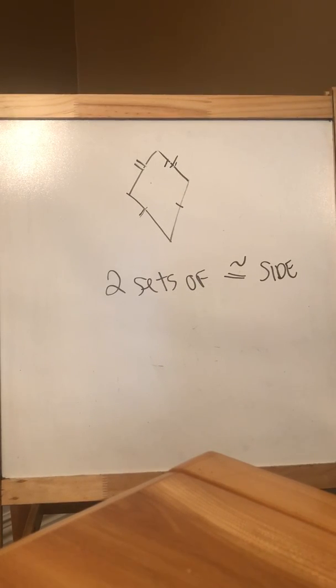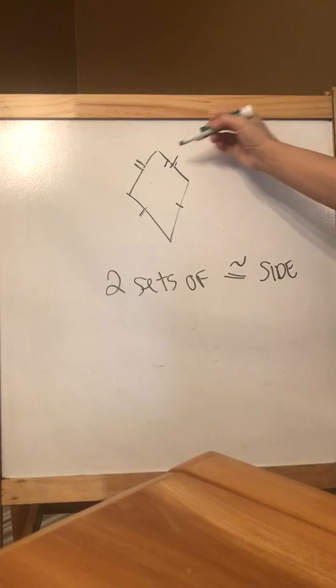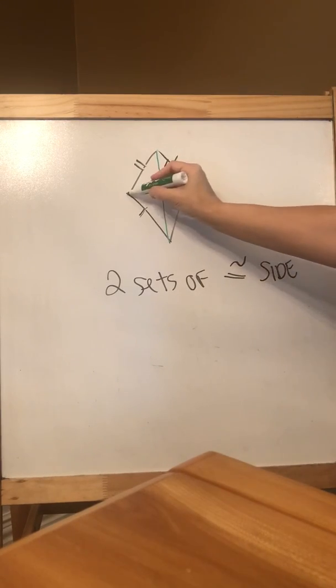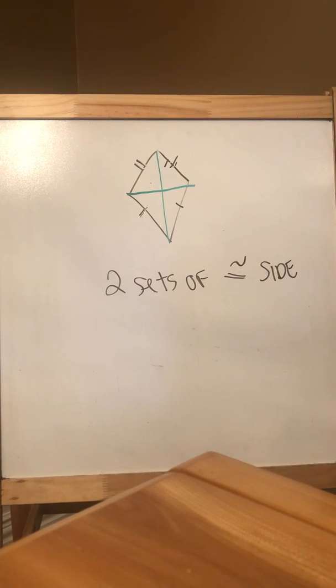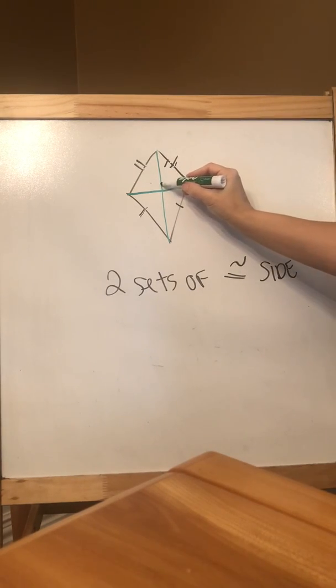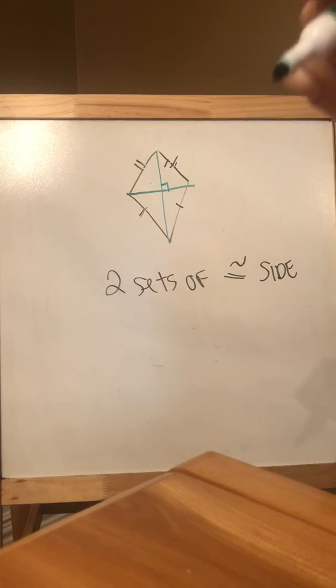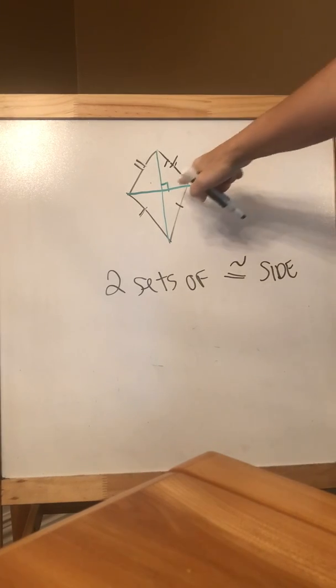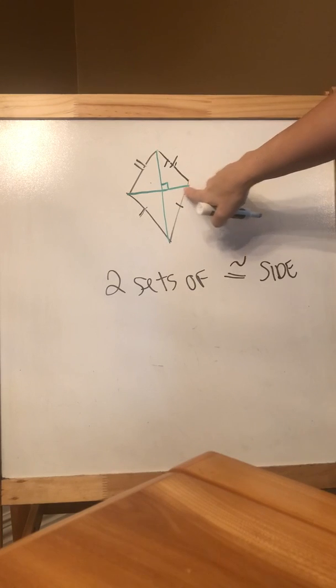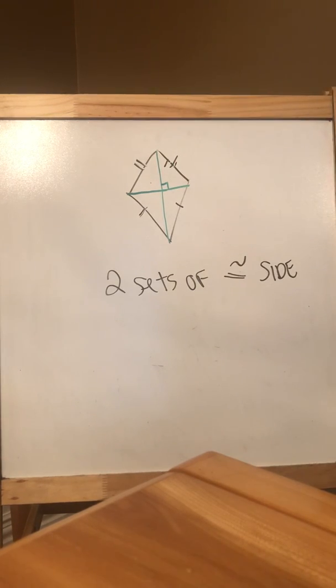Okay, let's see. We have a kite theorem, kite diagonal theorem. So if I was to draw the diagonals of a kite, any kite, there's a few things that we need to take note of. One, the diagonals are perpendicular bisectors, okay? So when you put the diagonals in there, they're going to create this 90-degree angle right here.